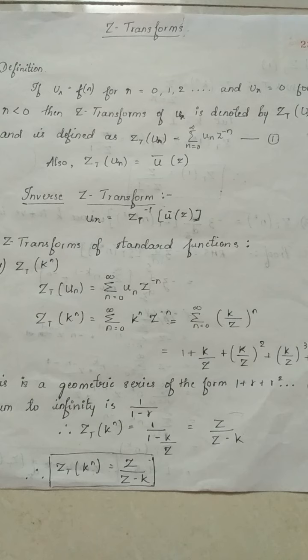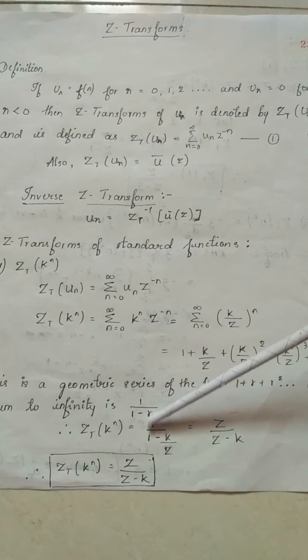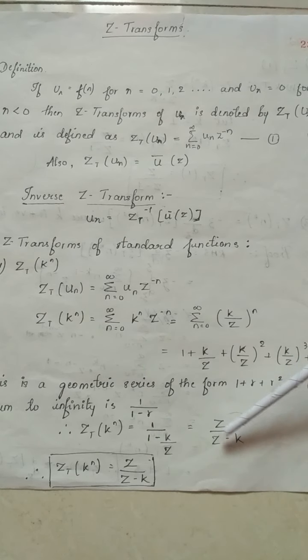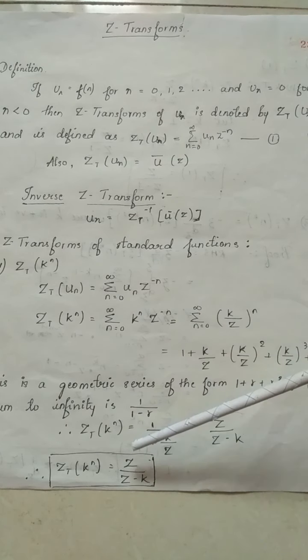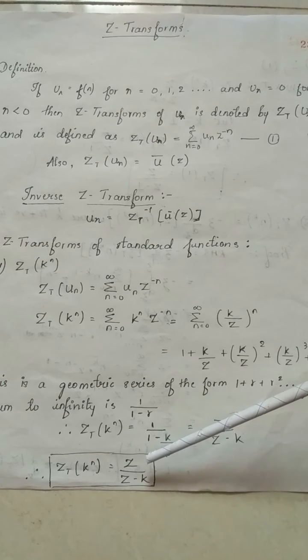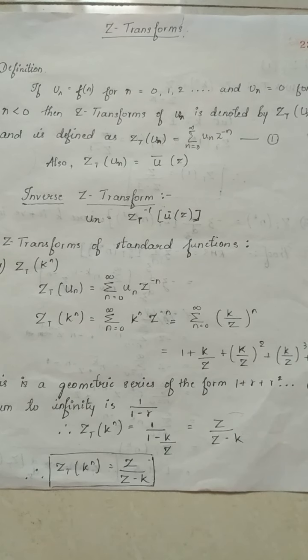So Z transform of k to the power n is equal to 1 upon 1 minus k by z. So when you simplify this, you get z upon z minus k. Therefore, Z transform of k to the power n is nothing but z upon z minus k.